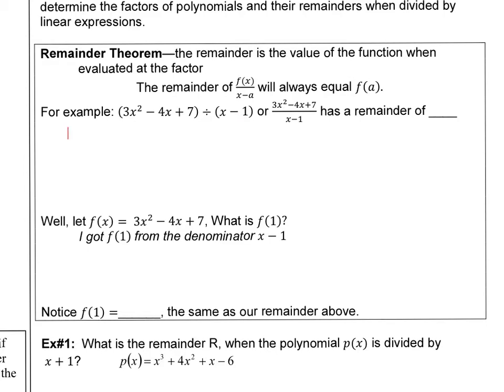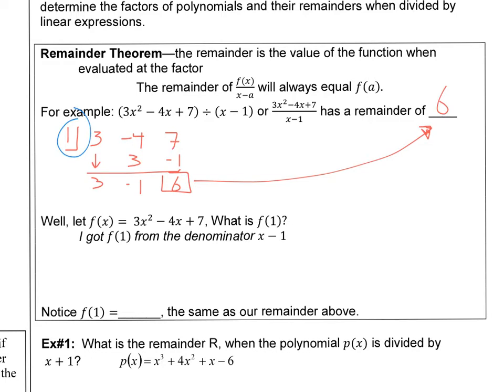So I'm going to put a 1 in a little square, put all my coefficients, which should be 3, negative 4, 7, and then draw my line down here. This little box is my remainder. Alright, bring down the 3. 1 times 3 is 3, so I put a 3 here. Negative 4 and 3 add together to make negative 1. 1 times negative 1 is negative 1, so I put negative 1 here. 7 minus 1 is 6. It has a remainder of 6.